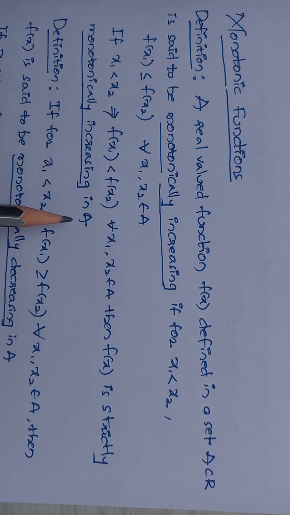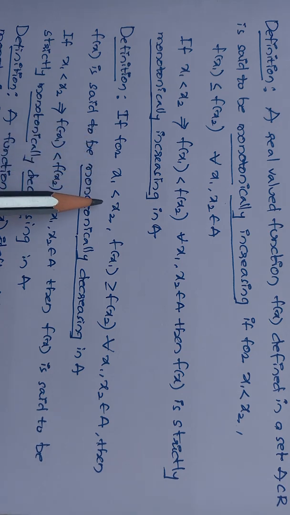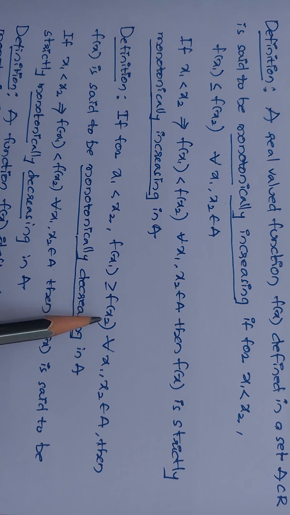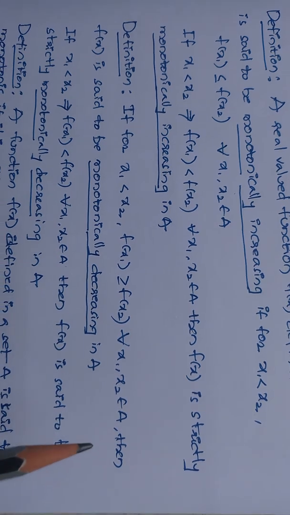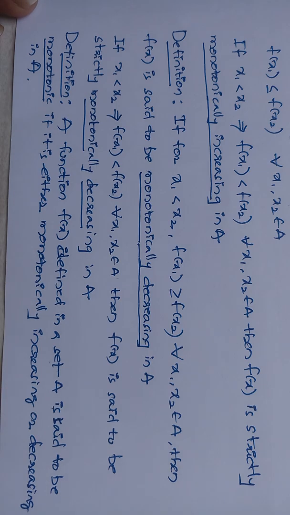Next definition: if for x1 less than x2, f of x1 is greater than or equal to f of x2 for all x1, x2 belongs to A, then f of x is said to be monotonically decreasing in A. If x1 is less than x2 and f of x1 is greater than f of x2 for all x1, x2 belongs to A, with strict inequality, then the function f of x is said to be strictly monotonically decreasing in A.